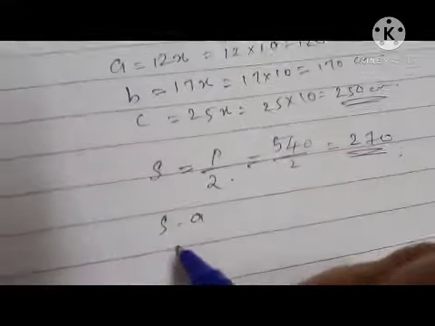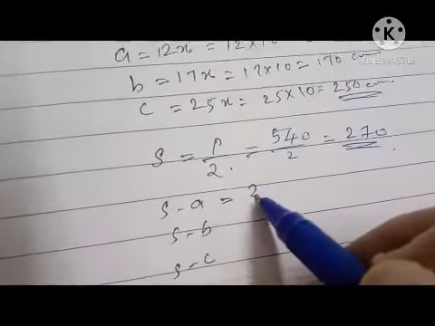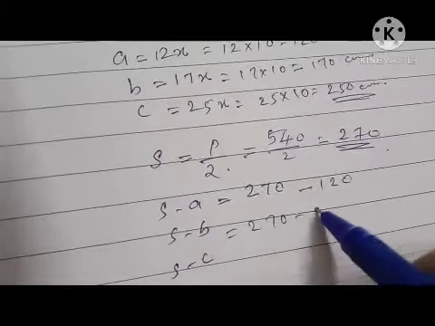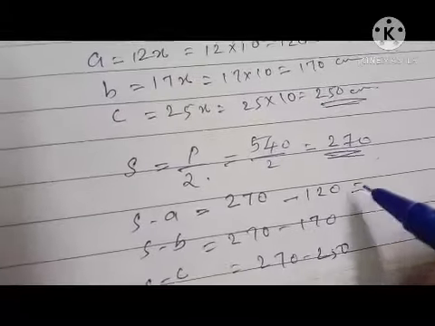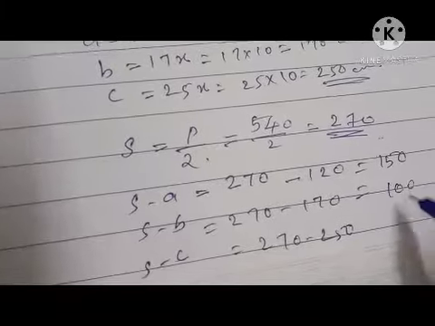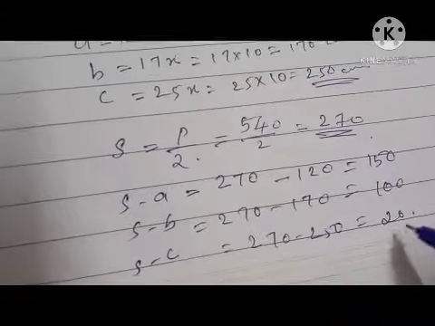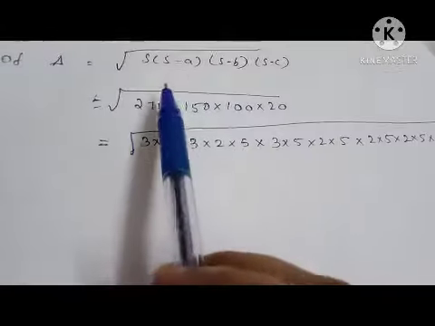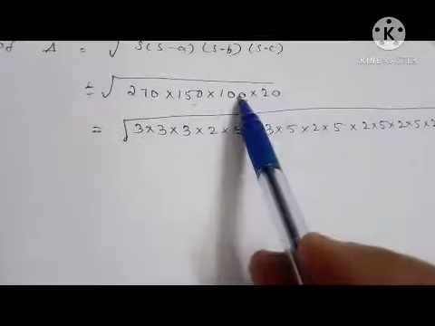Then s minus a, s minus b and s minus c we have to find. That is 270 minus 120, 270 minus 170, 270 minus 250. Then 270 minus 120 is 150. 270 minus 170 is 100. 270 minus 250 is 20. So this we got. Then we can write the equation and substitute the values. Area of triangle is equal root of s into s minus a into s minus b into s minus c. Then we substitute the values.